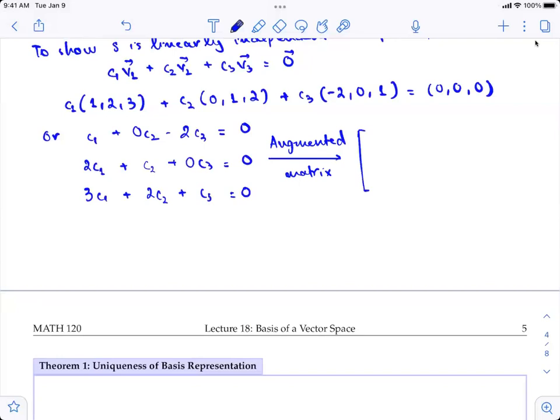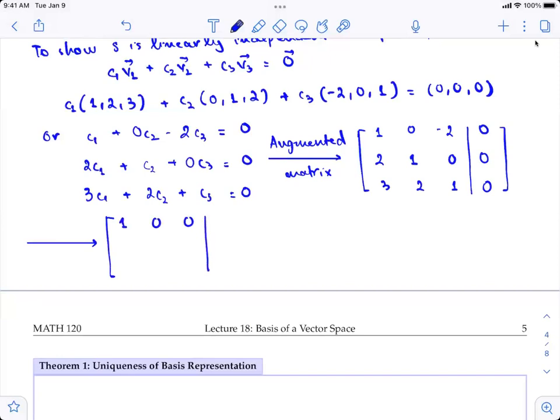And you get this: 1 at 0, negative 2, and the right hand side is all 0. Right? Then 2, 1, 0, and 3, 2, 1. You input this into Python and let it run and see what you're going to get. Turns out you're going to get the reduced row echelon form of 1, 0, 0.